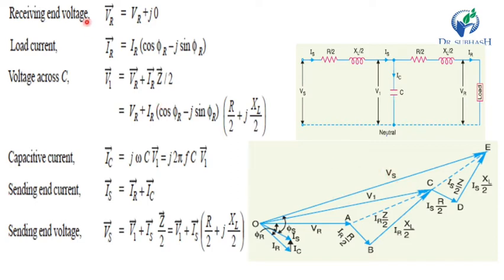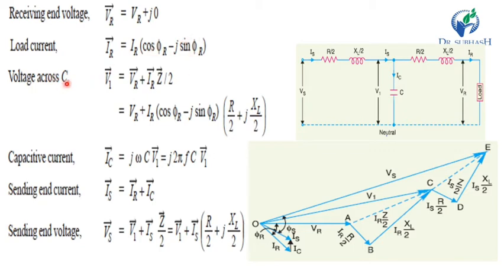First we see VR, the receiving end voltage, which is the reference voltage. So the total voltage VR as a vector is equal to its magnitude, VR plus J0. Now the load current IR, with angle phi r with the reference VR. So IR is equal to IR cos phi r minus J sin phi r in complex form.